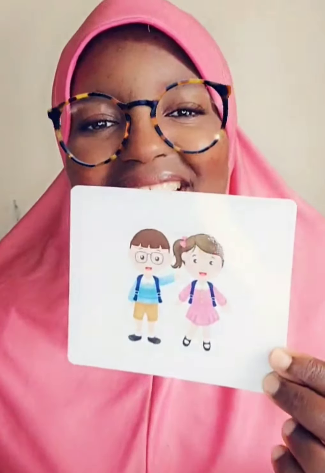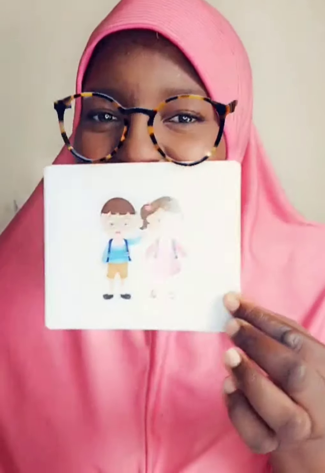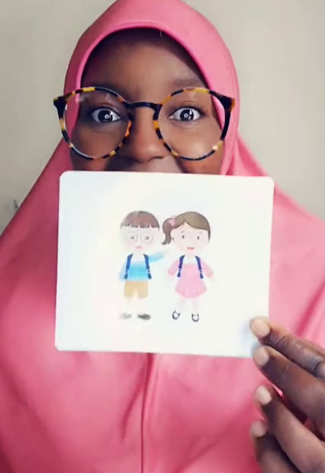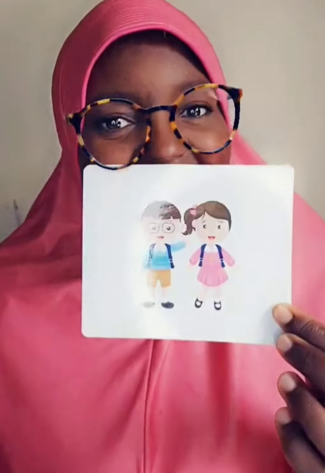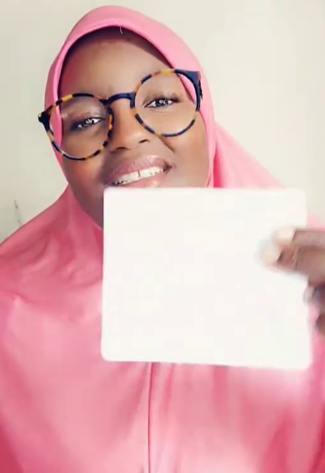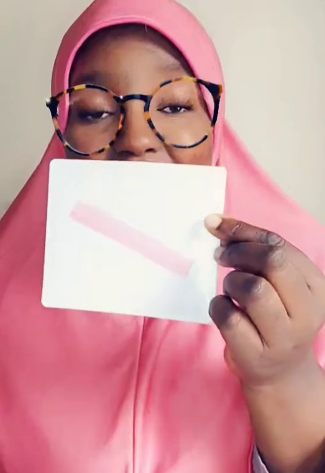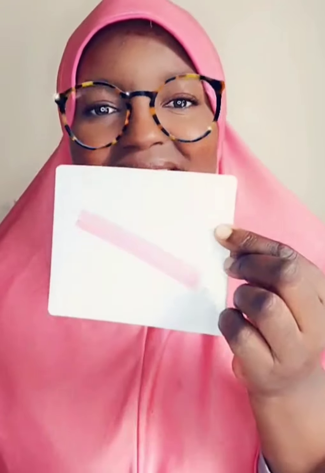Students. Okay. So you can see the students, a boy and a girl. These are students. Okay. Good. Ruler. This is a ruler, okay? Chair. Okay, so you sit on the chair and you write on the desk, okay? This is a chair.